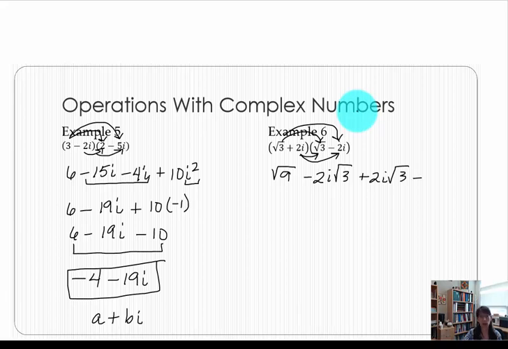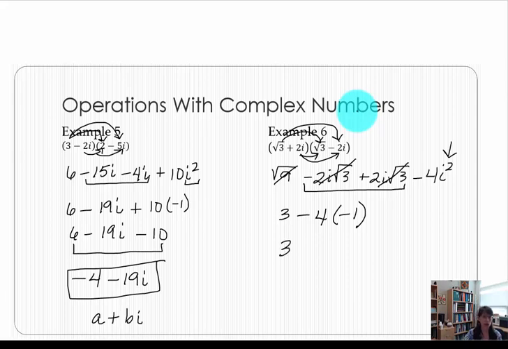2 times 2 would give us 4. i times i, that would be i squared. Notice in the middle, these terms are opposites, so they are actually going to cancel from this problem. Square root of 9 can simplify as 3, and our last term of minus 4 times negative 1, because i squared is equal to negative 1. This gives us 3. And then we have negative 4 times negative 1, that's plus 4. So it looks like 3 plus 4 would give us 7.